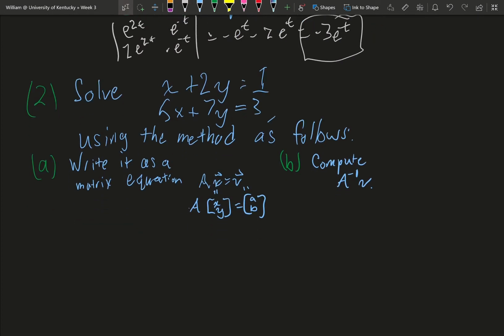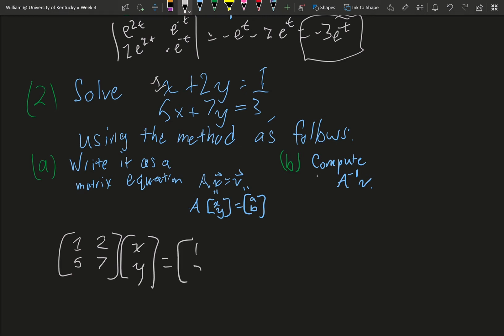All right, so that was pretty straightforward. Here, remember, we just make sure our variables are lined up into the different rows. We convert it, and we have [1, 5; 2, 7] times (x, y) equals (1, 3). And that is actually our answer for the first part.